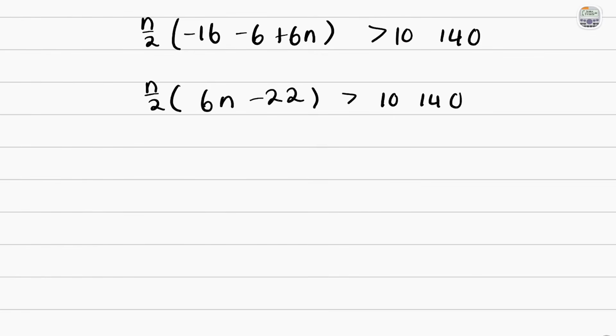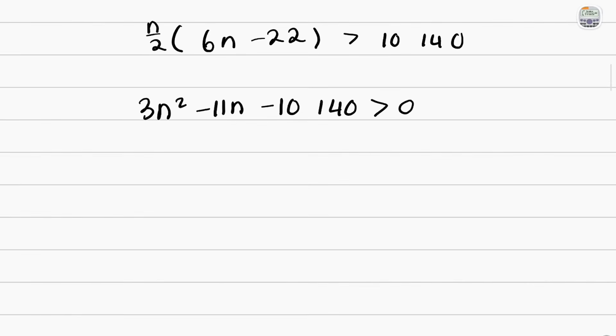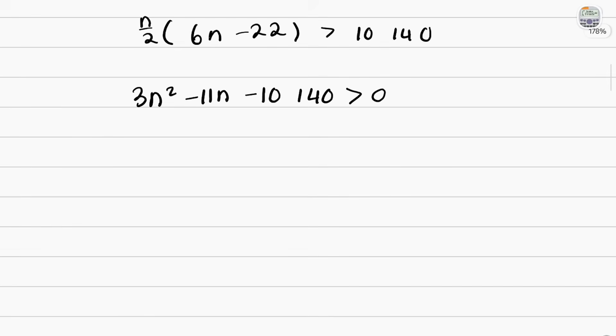And you see that we're going to have to distribute. This is a quadratic equation that we'll have. So let's just transpose this since this side is already not equal to 0. So we distribute this here. If you say n over 2 times 6n, because we have 2 in common, we have 3n squared. And then that multiplies and becomes negative. You see the 2 is going to cancel. 22 divided by 2 is 11. So this is negative 11n. And then transpose this, this is negative 10,140. And this is greater than 0. And we need to factorize this.